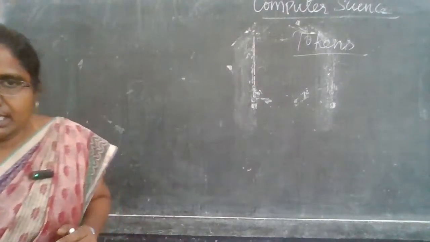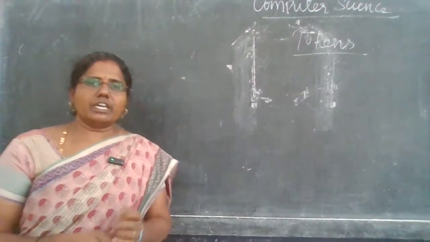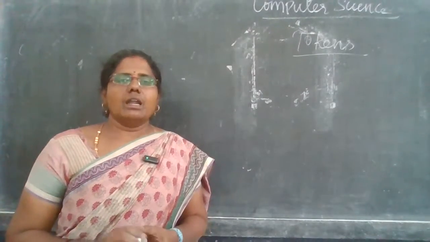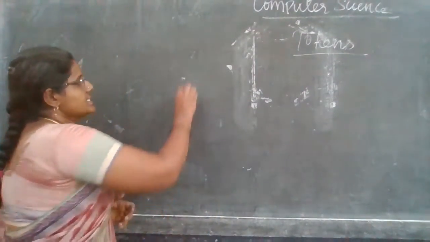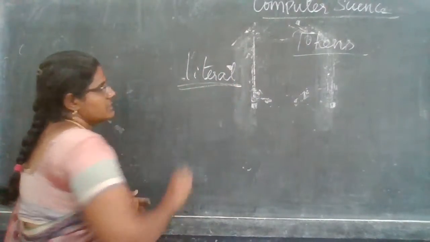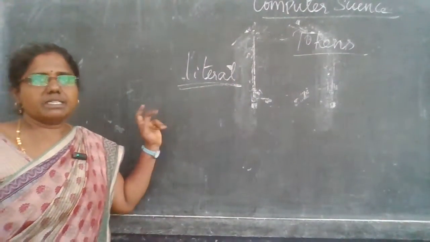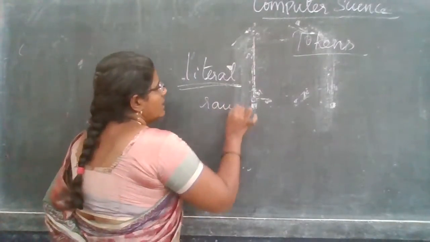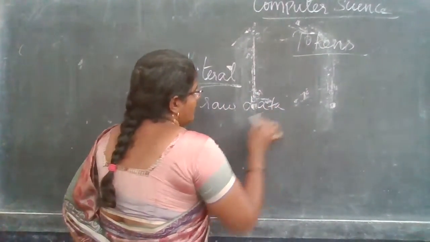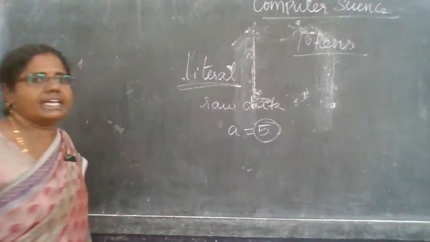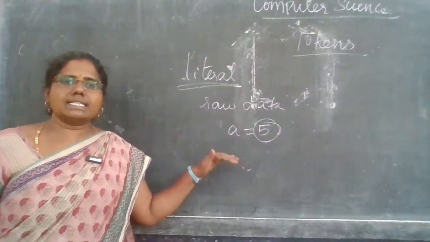Next token is literals. Keywords, identifiers, operators, delimiters, these things are completed. The last one is literals. Literals is nothing but raw data given to a variable. In C++, we read it as constant. Literals means constant. The same way here also. Literals means raw data given to a variable. That is, if I am assigning the value 5 to a, then 5 is a literal. So the value assigned to a variable is called a literal.